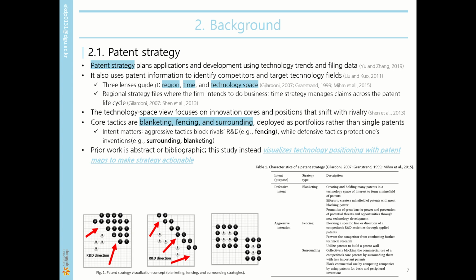This chapter is the background of the study. First, patent strategy plans applications and development using technology trends and related data. It also uses patent information to identify competitors and target technology fields. The technology space view focuses on innovation cores and positions that shift with rivalry. Core tactics are blanketing, fencing and surrounding, deployed as portfolios rather than single patents. Prior work is abstract or bibliographic, so this study instead visualizes technology positioning with patent maps to make strategy actionable.